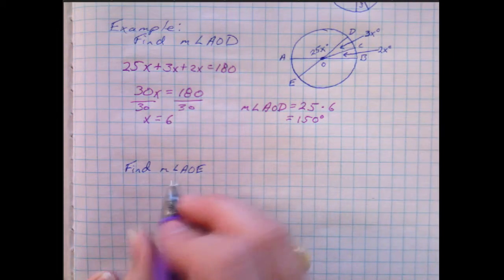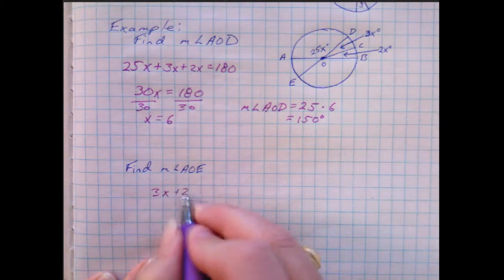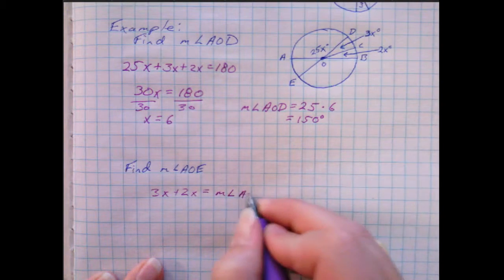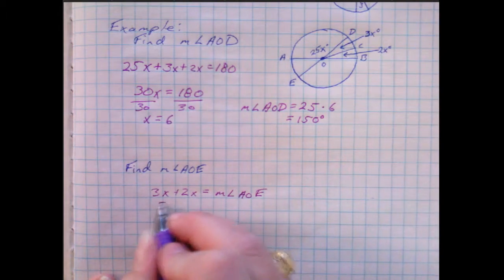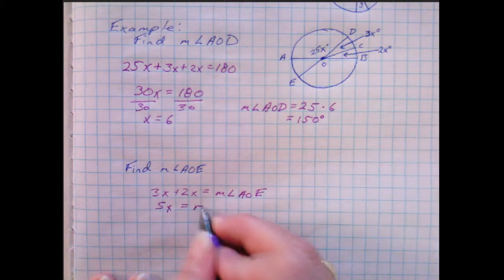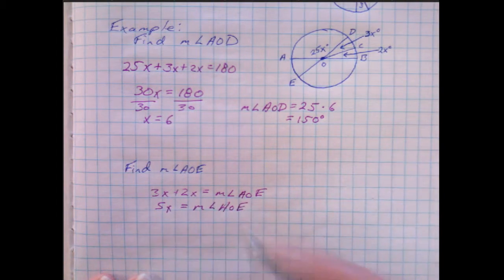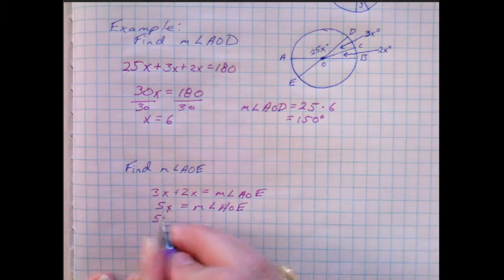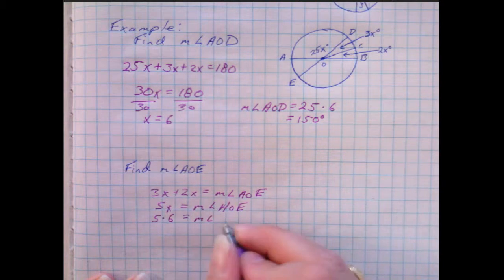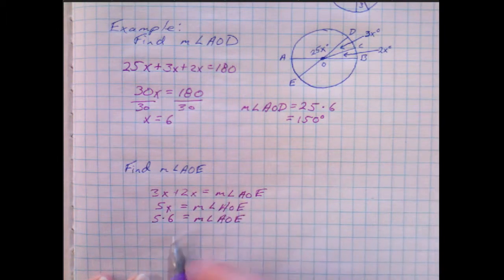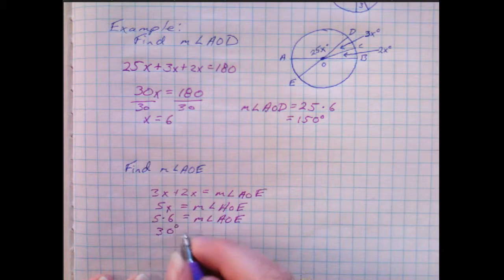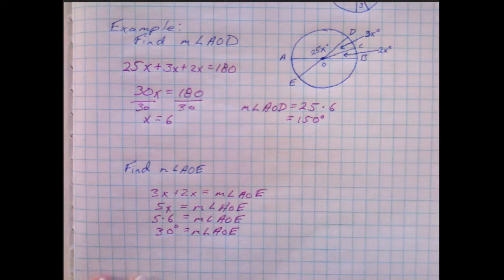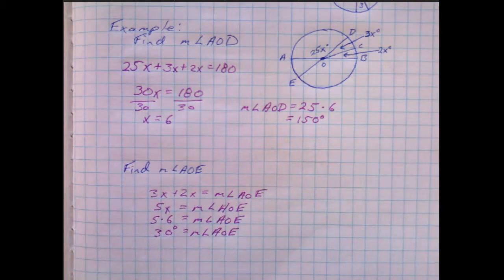So what I'm actually going to do here is I have my 3x plus my 2x equals the measure of angle AOE. So that gives me 5x equals the measure of angle AOE. And we said x was 6, so we're going to plug that in. 5 times 6 equals the measure of angle AOE. So I end up with 30 degrees. Okay, and that's all I have to do on that one.